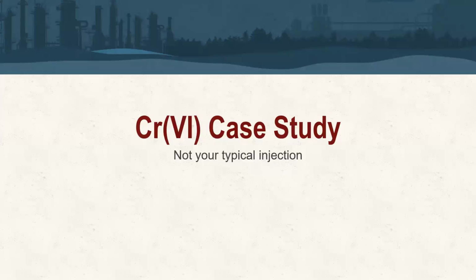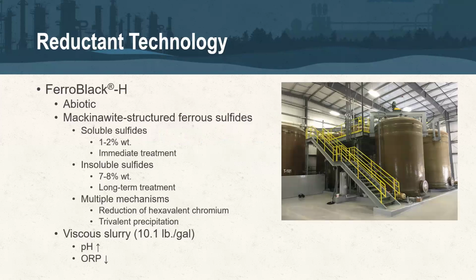So let's focus on the case studies here before we take some questions. This first one is a hexavalent chromium case study in the Northeast. Through a treatability study, which we'll talk about in a second, Ferroblack H was selected. Again, this is a synthesized abiotic Mackinawite structured iron sulfide.